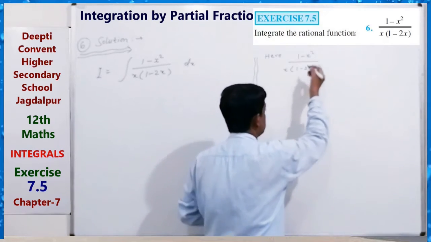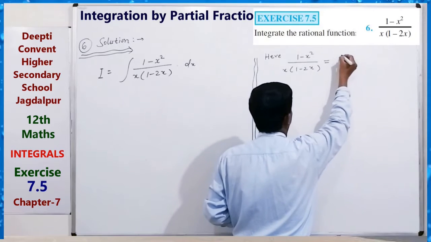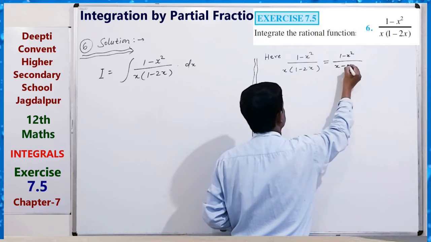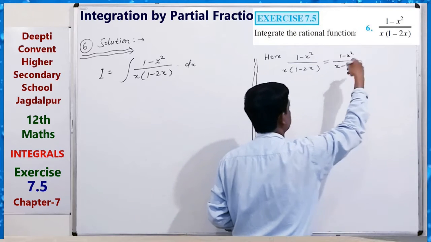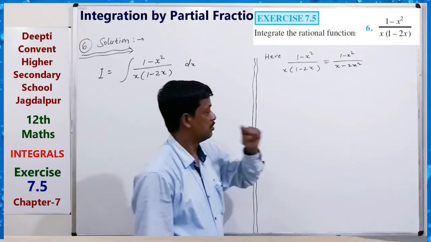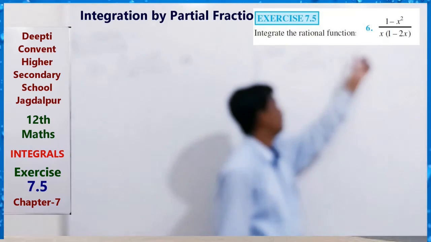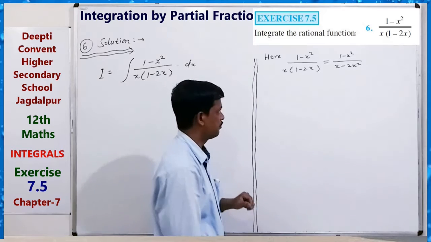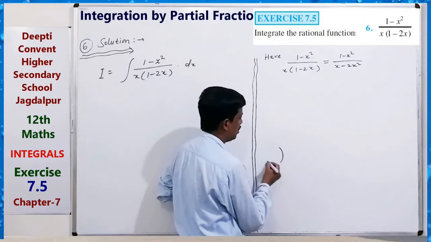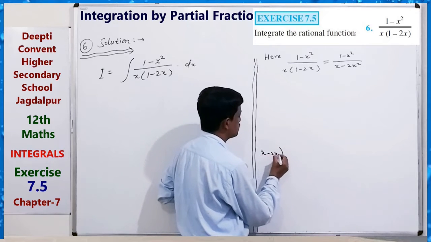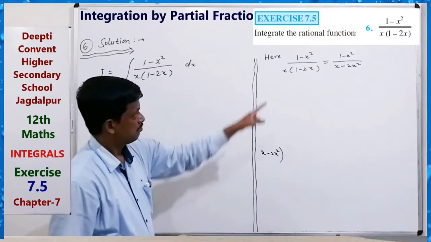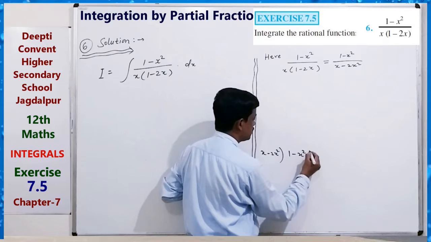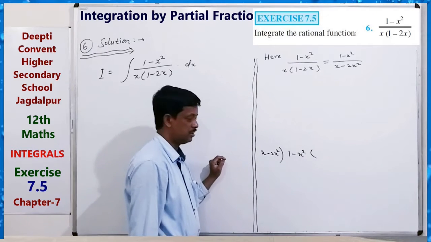For that, you have to solve it first. (1 minus x square) upon x minus 2x square. Now you can divide it. This is divided by this. So, just do it in rough work. x minus 2x square, the denominator, and the numerator 1 minus x square is divided by it.